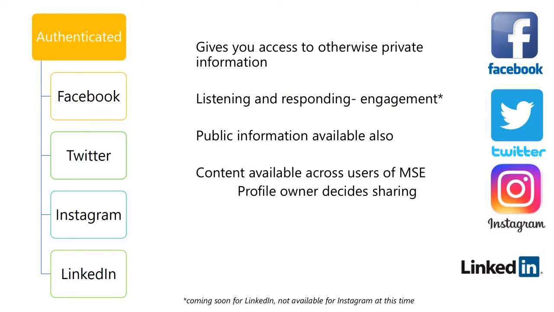So let's talk through some of the commonalities with our authenticated sources. Our authenticated sources will give you access to otherwise private information, that information only available to registered users. For the most part, our authenticated sources allow us to have that engagement aspect of social engagement, listening and responding. There are a couple of exceptions to this, and we'll discuss those as those different sources come up. You also see publicly available information, not just that private. And this content is available to other users in your social engagement organization. The profile owner is the one who decides what sharing happens.